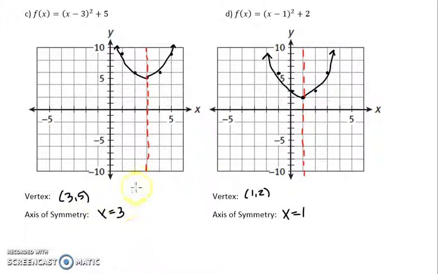D, f of x equals quantity x minus 1 squared plus 2, so we go right 1, up 2, so right 1, up 2, over 1, up 1 in each direction, over 2, up 4 in each direction. So our vertex is going to be at 1, 2. The axis of symmetry is going to go through our vertex, so it's at x equals 1.